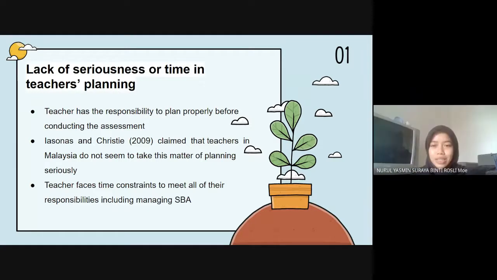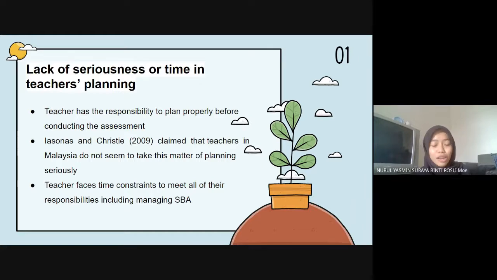All right, so the second emerging issue based on school-based assessment is the lack of resources or time in teachers' planning. So basically, in this aspect, teachers have responsibility. We all know that teachers have a lot of responsibilities, and one of them is to properly plan an assessment before conducting it. So basically, teachers have the responsibility to plan properly before conducting the assessment. They cannot do the assessment as they wish.